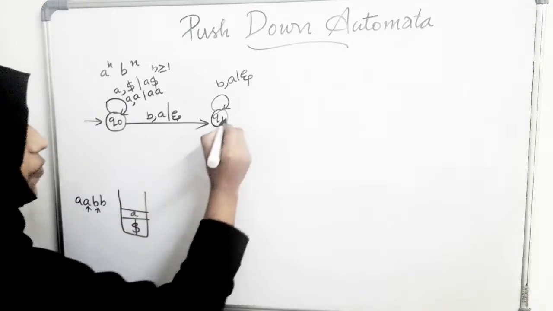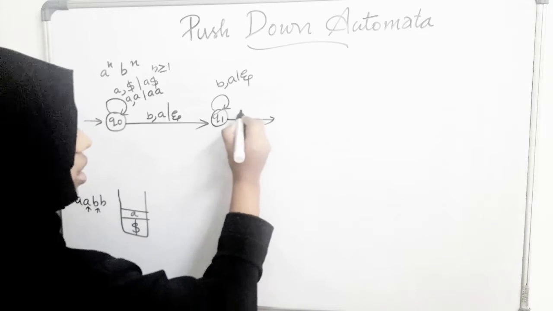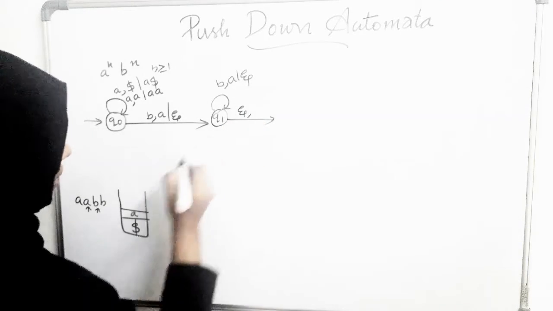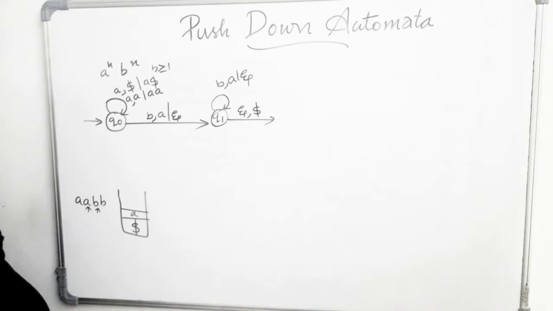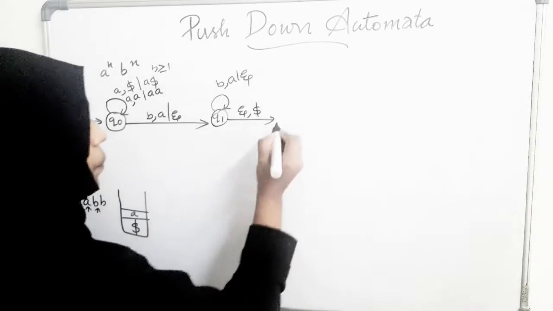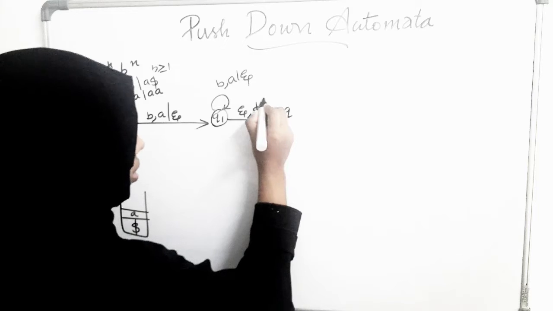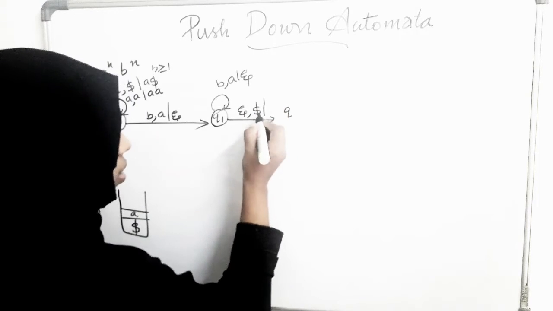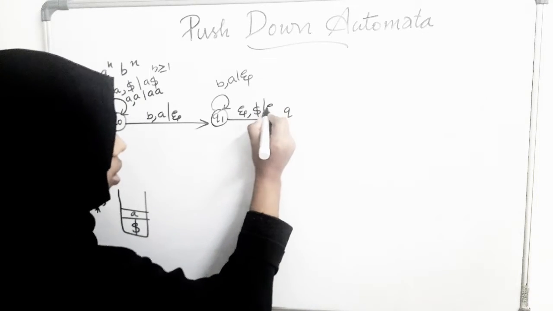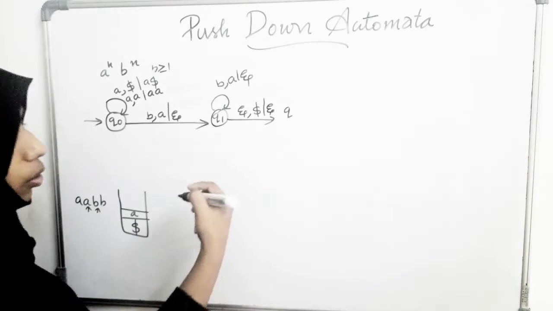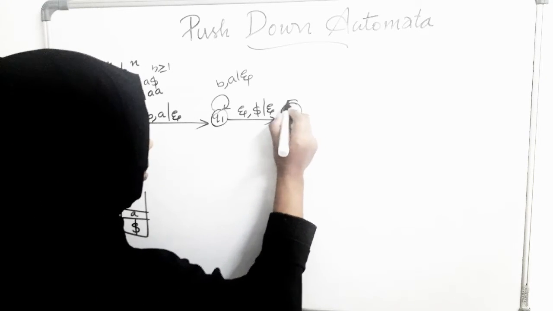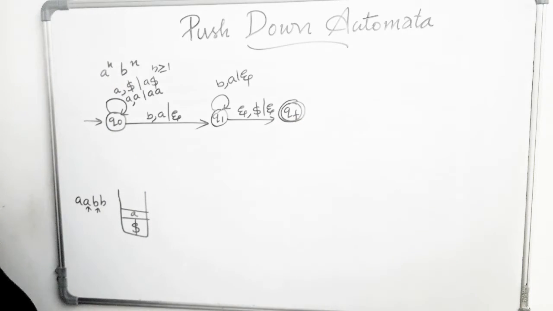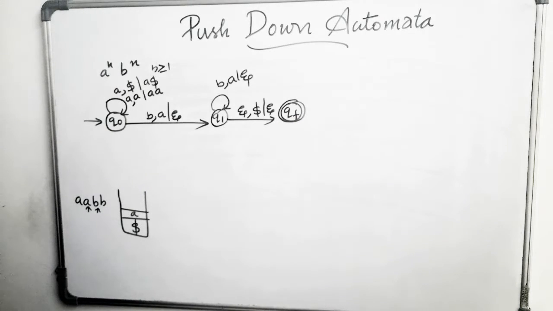Okay, now I have reached the end of input. That is, input is empty now and the stack top is dollar now. When the input is empty and the stack top is dollar, I can take the dollar off if I want. That is, I can pop the dollar off also if I need, and I can go to the final state QF. So this is the pushdown automata for A raised to n, B raised to n.